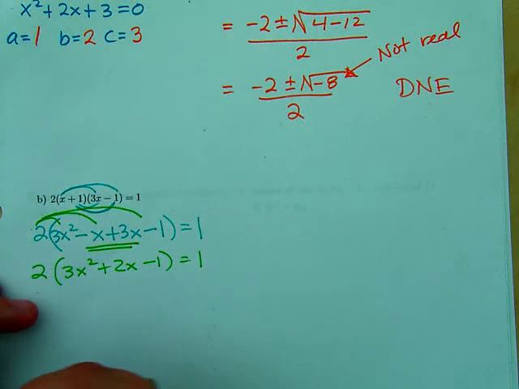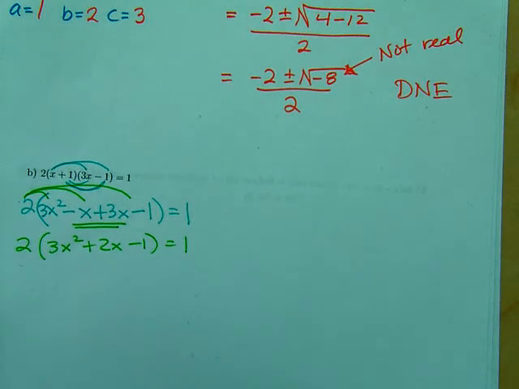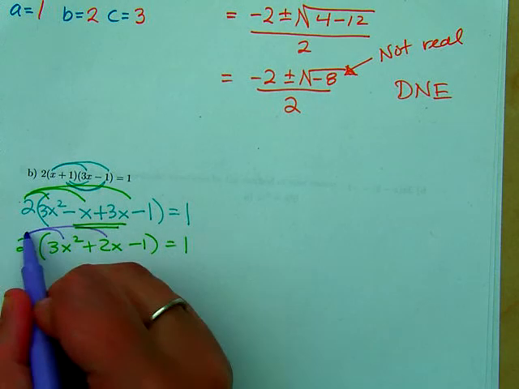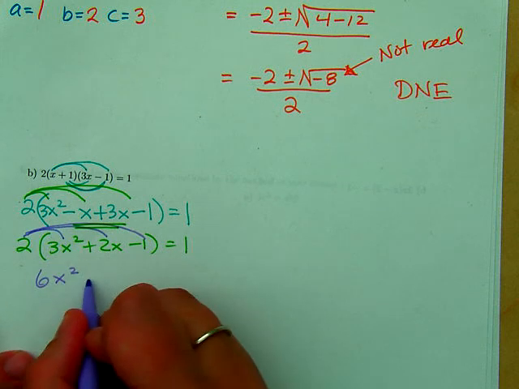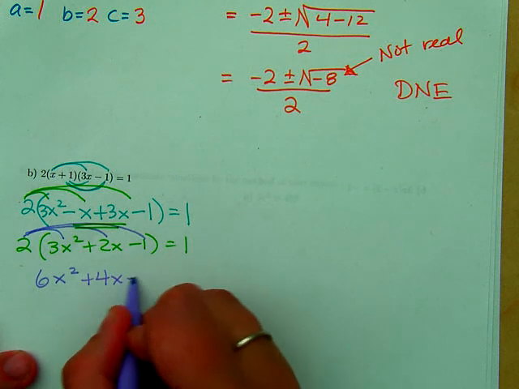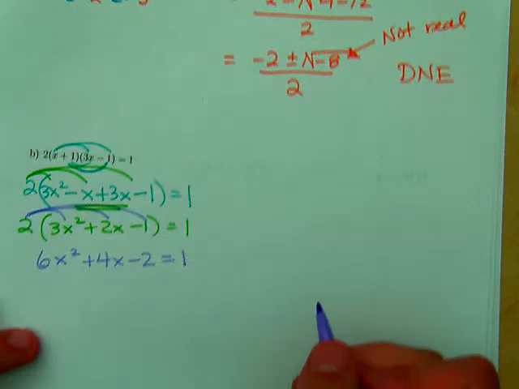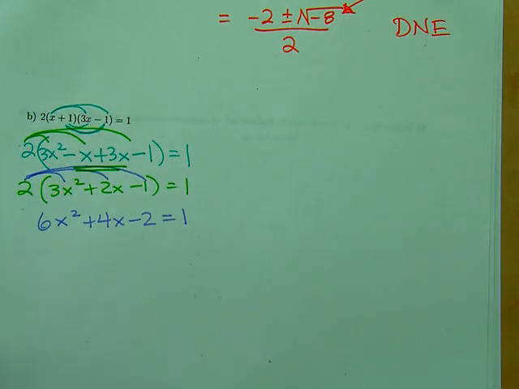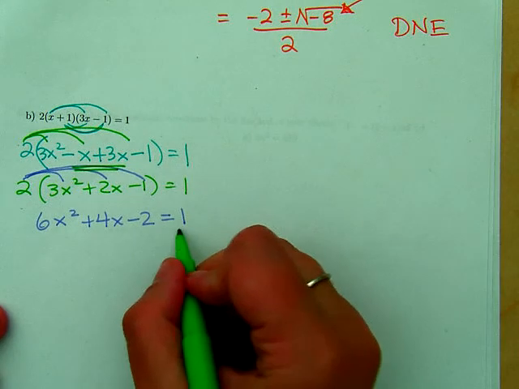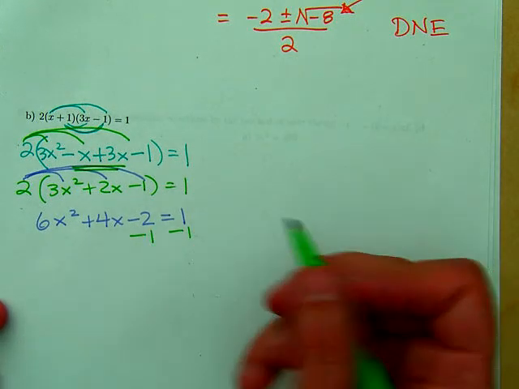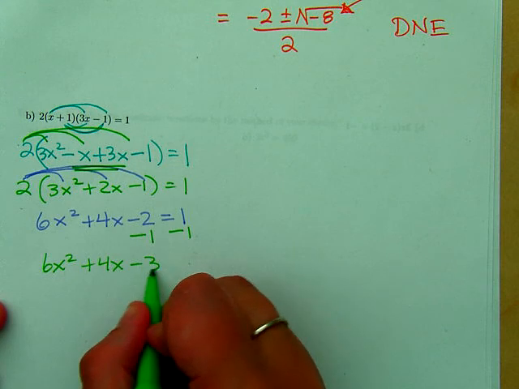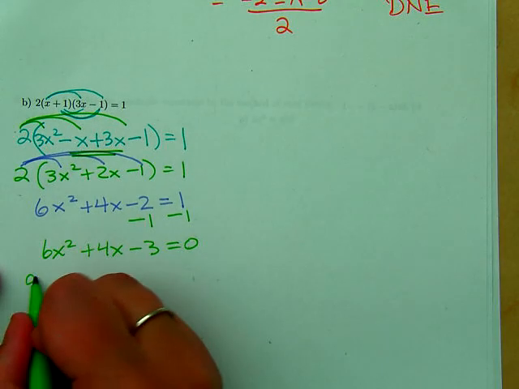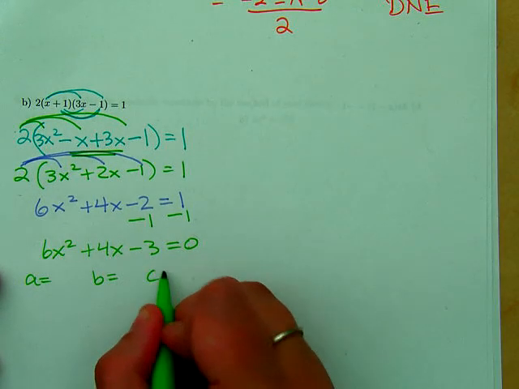And now I'll distribute the 2. So distributing the 2 to everything, I get 6x squared plus 4x minus 2 equals 1. What else do I need to do to get it ready to use the quadratic formula? So minus 1, 6x squared plus 4x minus 3 equals 0. Tell me your A, your B, and your C.